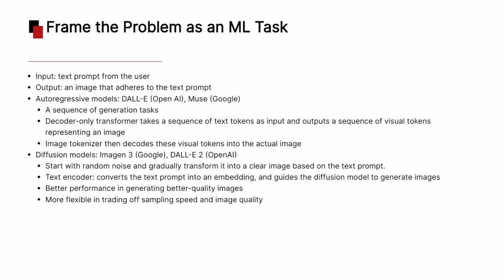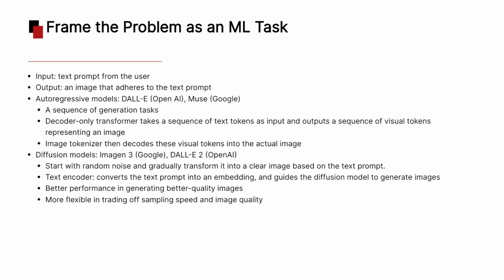Our objective is to design a system that takes a user's text prompt and outputs a high-quality image that faithfully matches that description. This is inherently a multimodal learning problem, bridging natural language understanding and high-fidelity image synthesis. The mapping between text and image is many-to-many. A single prompt can yield many plausible images, and different prompts can yield overlapping visual concepts. So the model must capture rich semantic alignment.